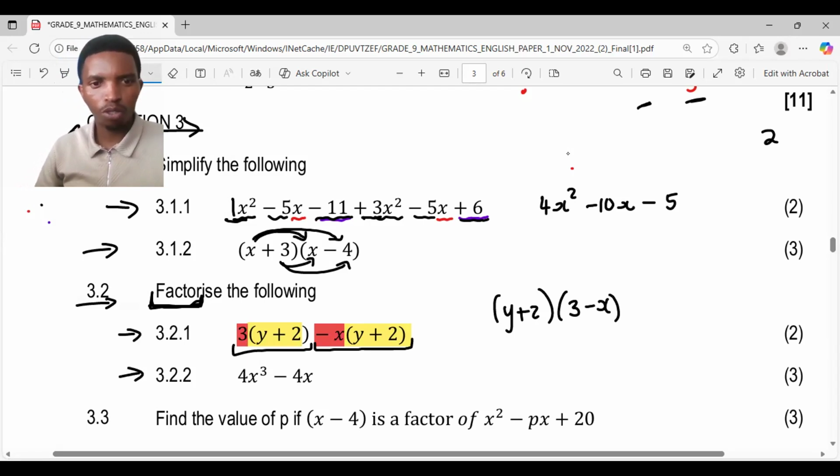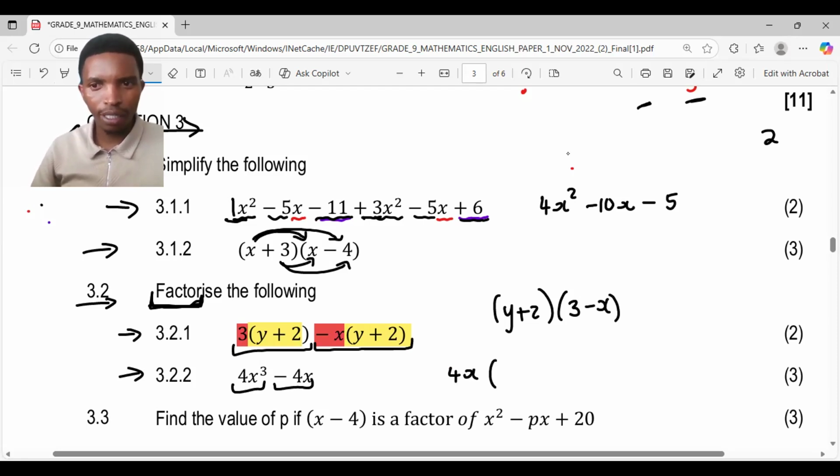Coming here, 3.2.2. What's common there? What do we have that is common? For both of them, we have 4. What else do we have for both of them? Oh, x. x. All right. Sorry. And then we continue.